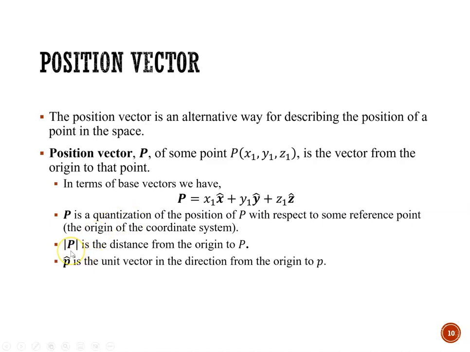And then P in the borderline is the distance from the origin to P, and P hat is the unit vector in the direction from the origin to P.